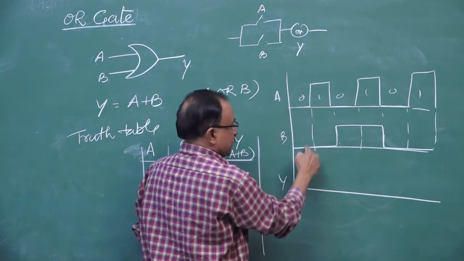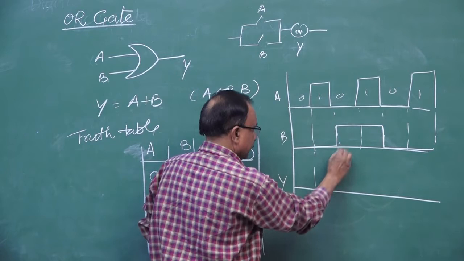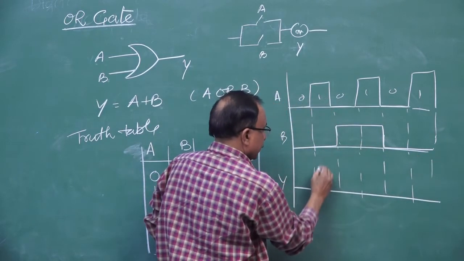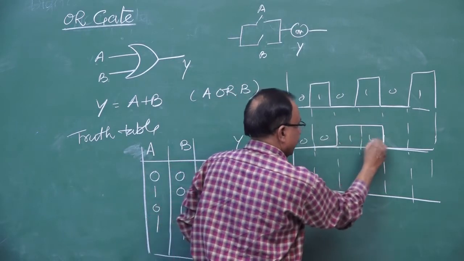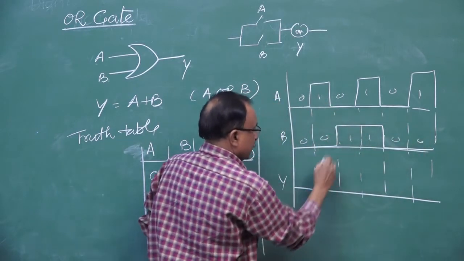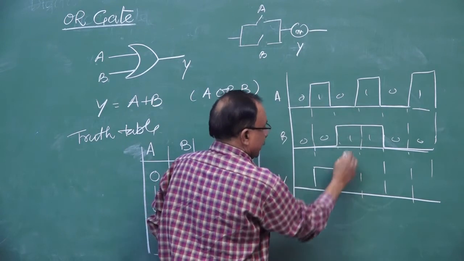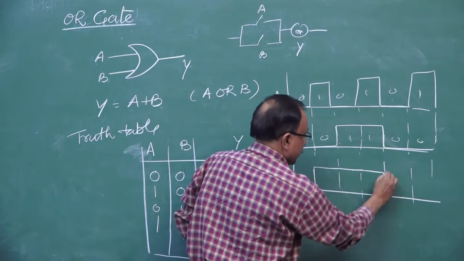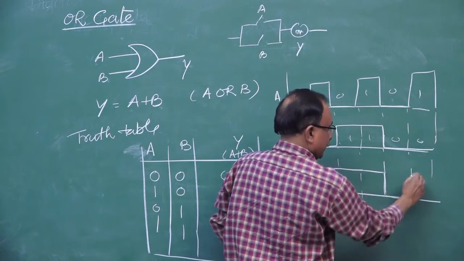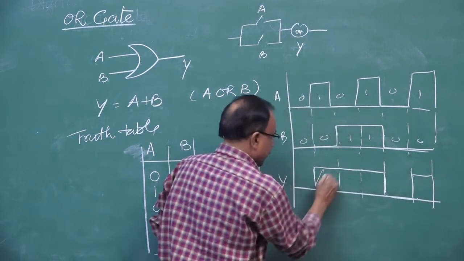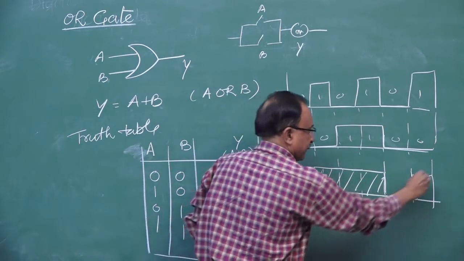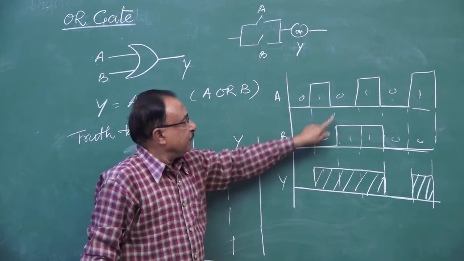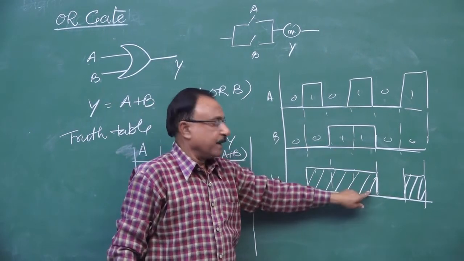Y. When 0, 0, there is no output. When 1, 0, there is an output. 0, 1, there is an output. 1, 1, there is an output pulse. And 0, 0, there is no output pulse. Again 1, 0, there is an output pulse. So we get the output here. We get the output when both of them or either of them are at 1.